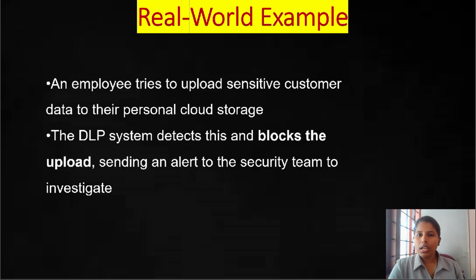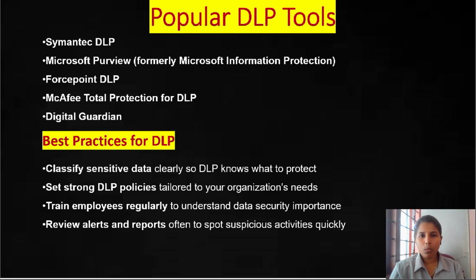So for example, if that happens, as an employee of ABC company, I try to upload customers' sensitive details to my personal cloud storage first. Then I want to share it with the person who offered me money. When I'm trying to do this, the DLP will detect something malicious or sensitive being shared, that a malpractice is happening. So it will block the upload and send an alert to the security team to investigate. So that's how DLP works in the real world.